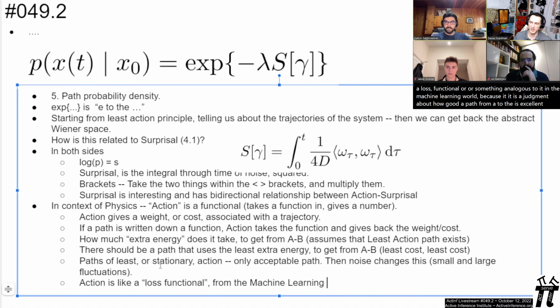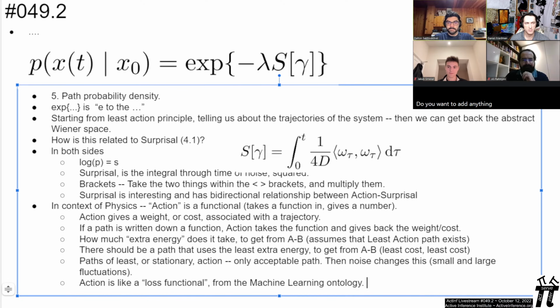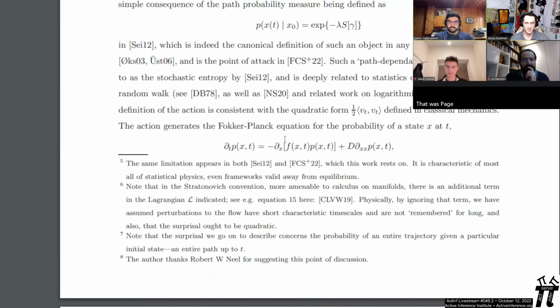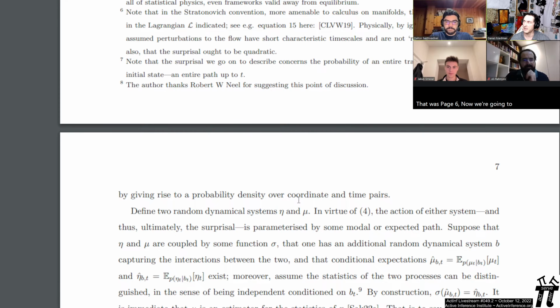Excellent. Before we go to the next section, Ali or Jakob, do you want to add anything? Okay, that was page 6. Mm-hmm. Now we're going to page 7.